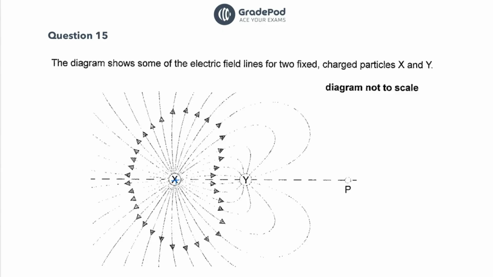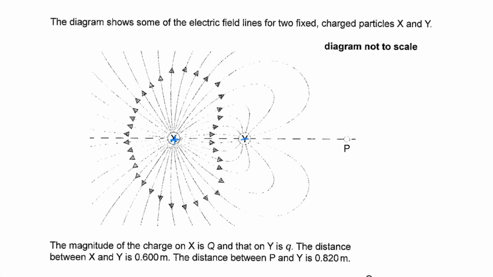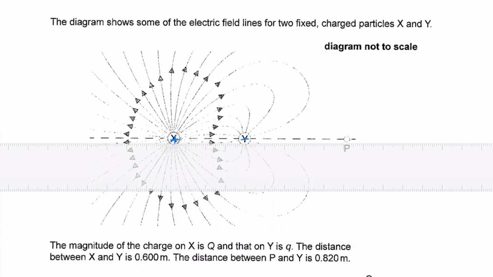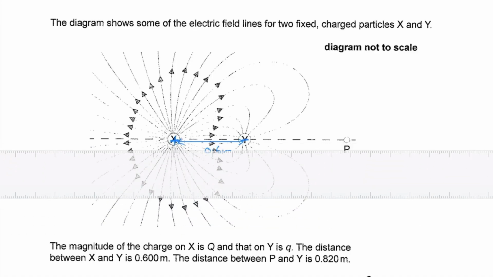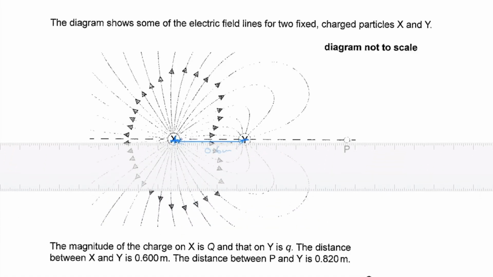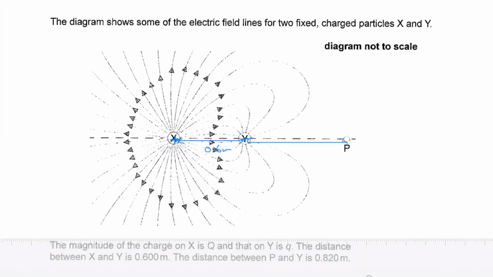X must be a positive charge because all the field lines are moving away from it, and Y must be a negative charge because the field lines are moving towards it. The magnitude of the charge on X is Q, and that on Y is small q. The distance between X and Y is 0.6 metres. Draw that in. And the distance between P and Y is 0.82 metres.